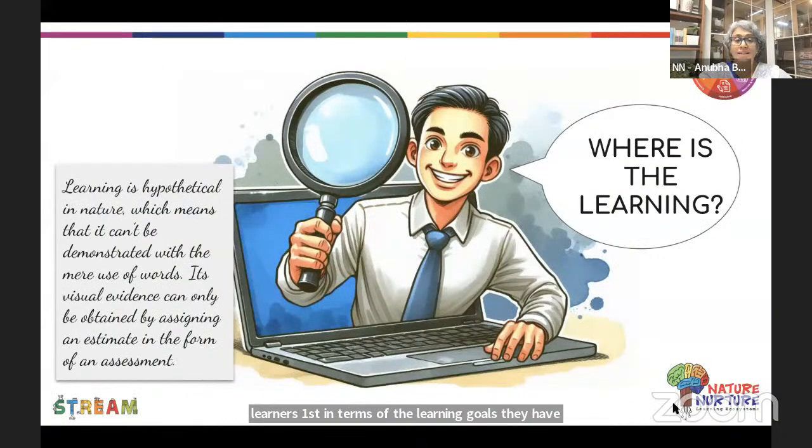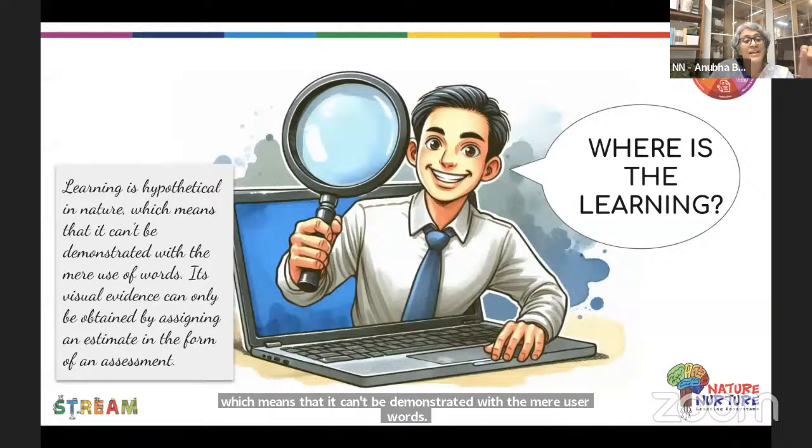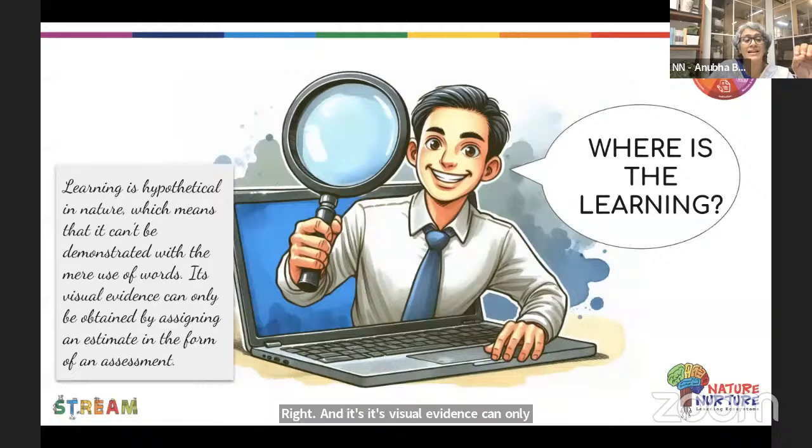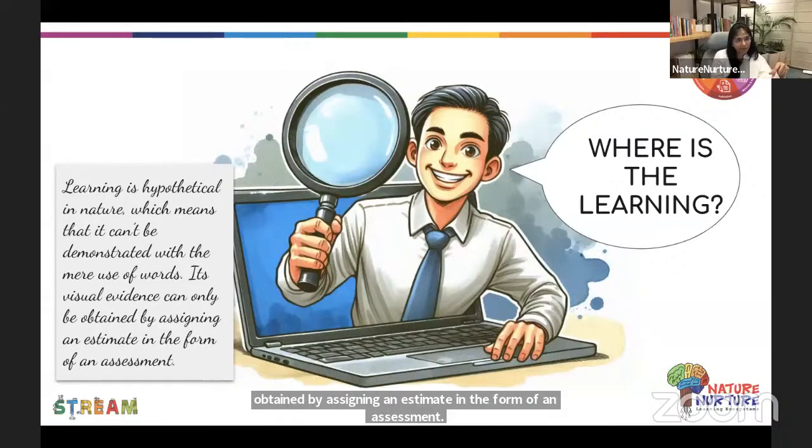Yes, ma'am. So I think what we can say very clearly from what you have said is that learning outcomes are very vital, we need to understand what the goals are. I can say very clearly that learning is hypothetical in nature, which means that it can't be demonstrated with the mere use of words, right? And its visual evidence can only be obtained by assigning an estimate in the form of an assessment. So that is why assessments become very important.